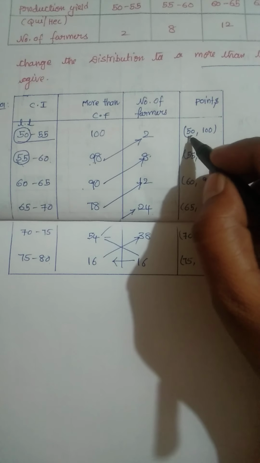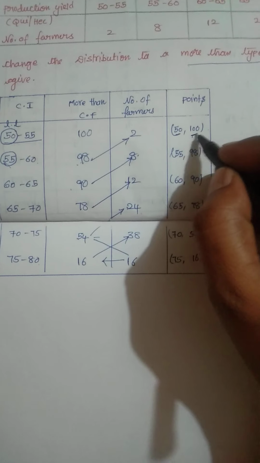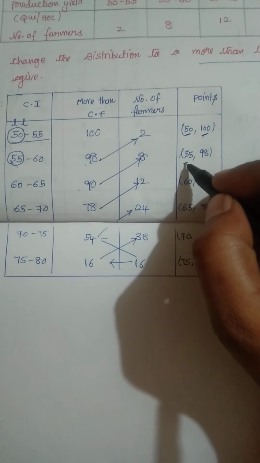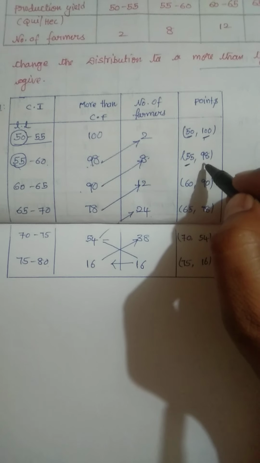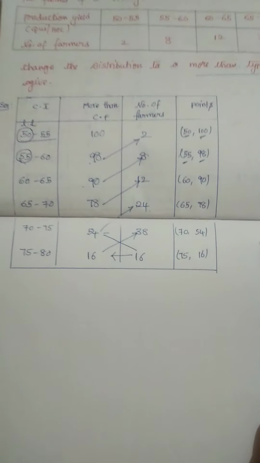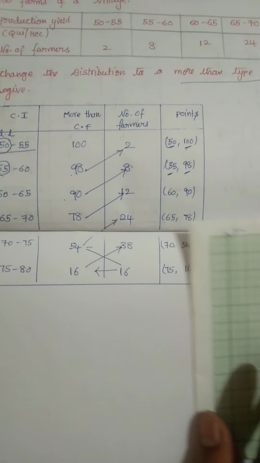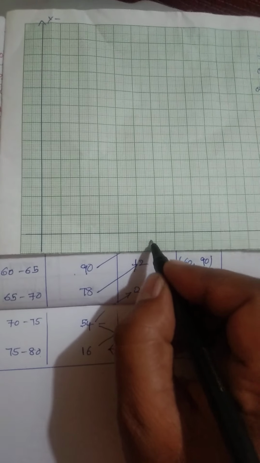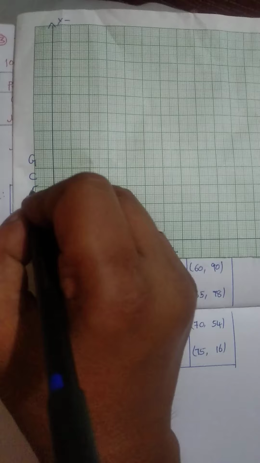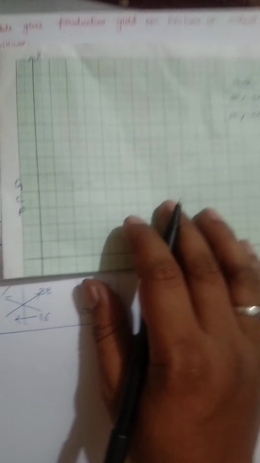On the x-axis we have to take lower limit, on the y-axis we have to take more than cumulative frequency. So here the lower limit is 55 and the cumulative frequency is 98, right? So let us construct a more than type cumulative frequency distribution. Okay, so this is our graph. On the x-axis we have to take lower limit, LL, and here we have to take greater than cumulative frequency, GCF, right?